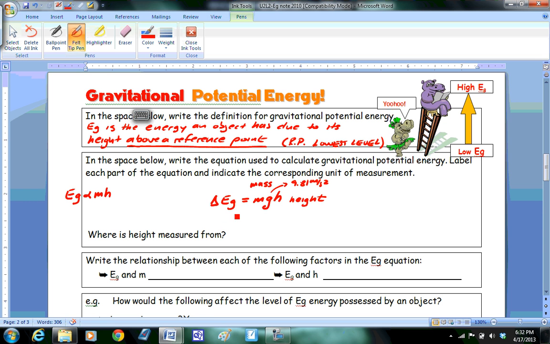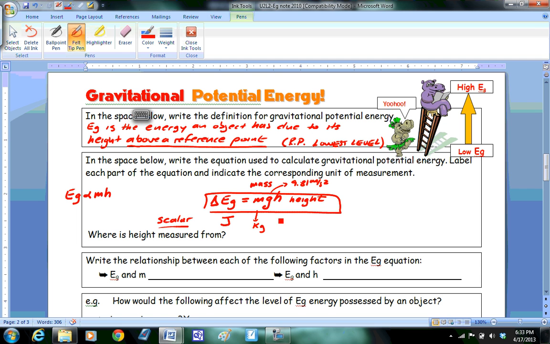Now, if you remember, this is my equation then. EG equals mgh. Now, remember that energy is measured in joules. It is a scalar quantity, so there are no directions associated with it. Mass is going to be measured in kilograms.